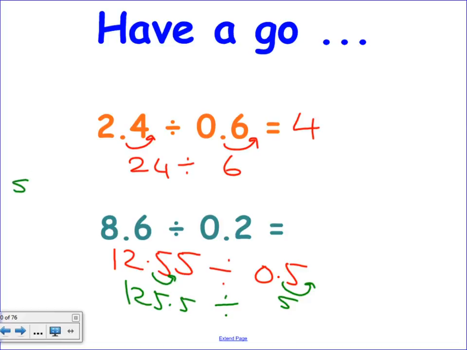So when you do your long division, 5 into 1 doesn't go. 5 into 12 goes twice, remainder 2. 5 into 25 goes 5 times. Put in your decimal point, 5 goes into 5 once. So you end up with an answer of 25.1.